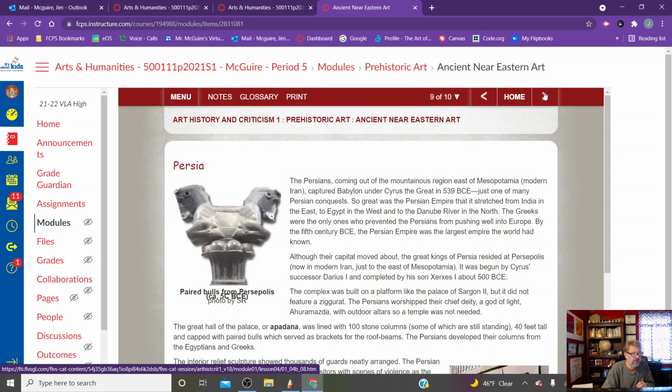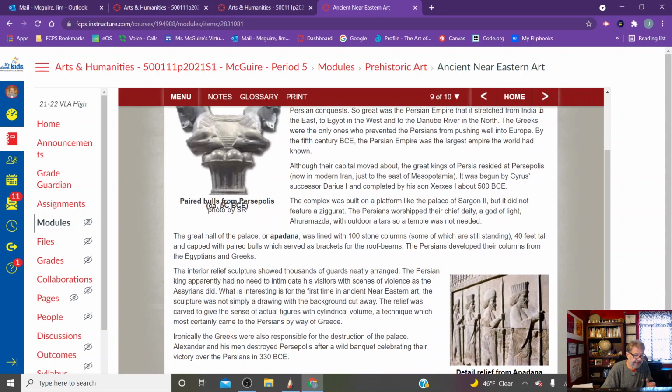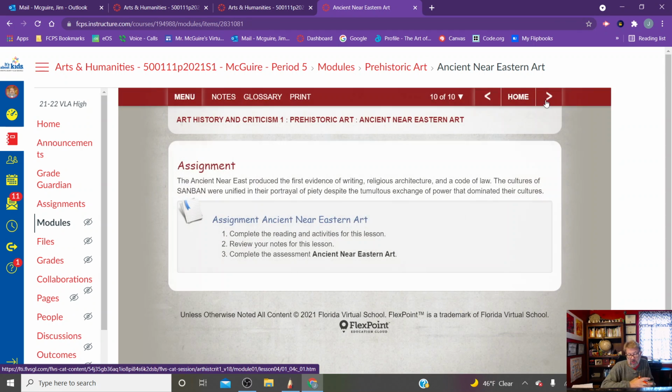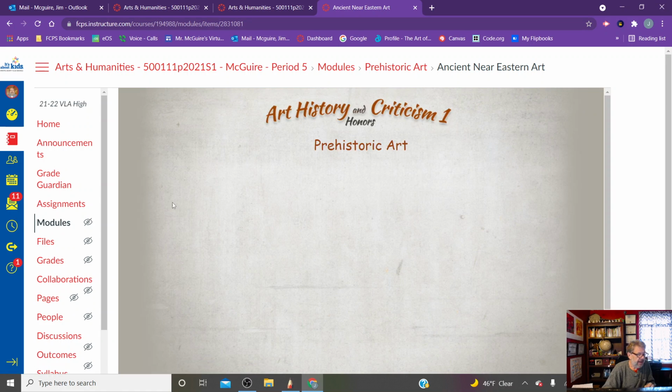When we look at Persia, you want to know about the Persian growth of that Persian Empire. Kind of understand a little bit about how that Persian sort of takeover is reflected even through their art. Okay, we're going to go to the next.